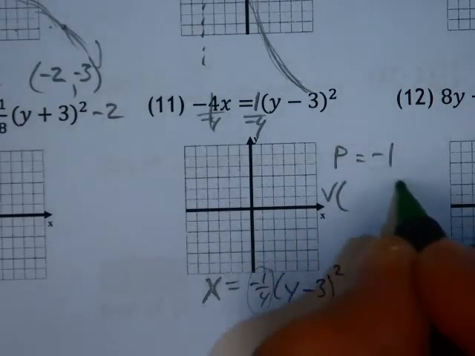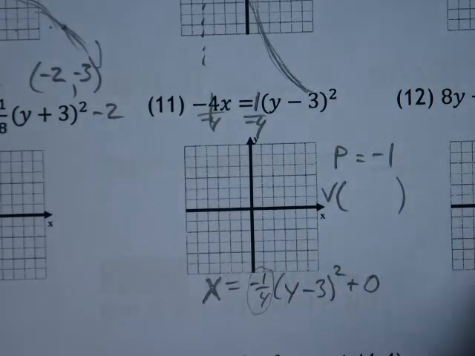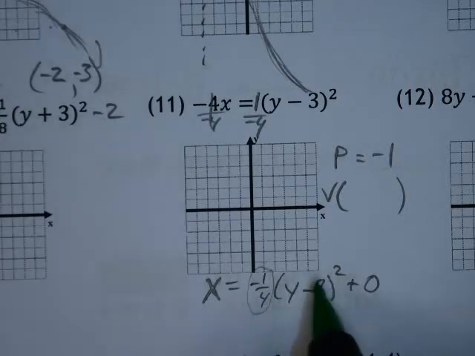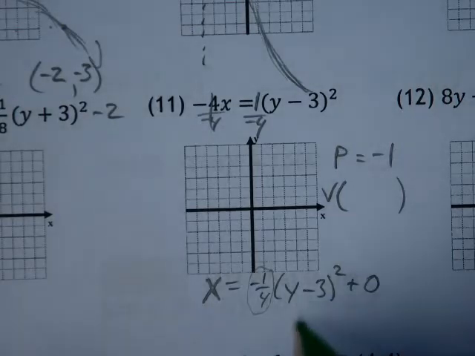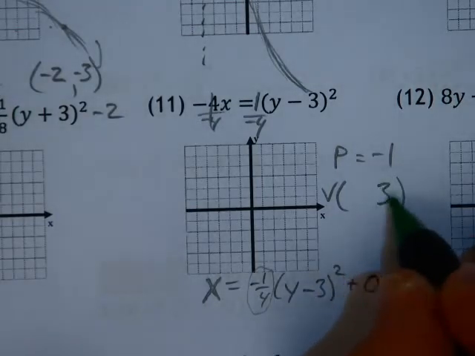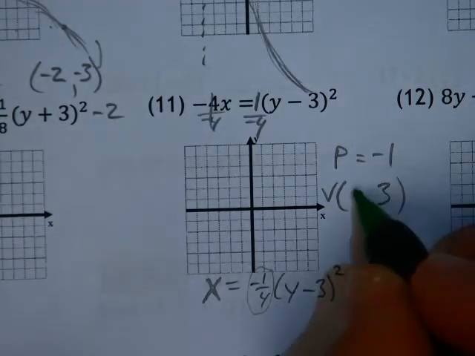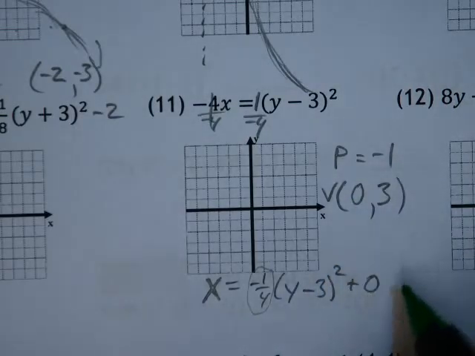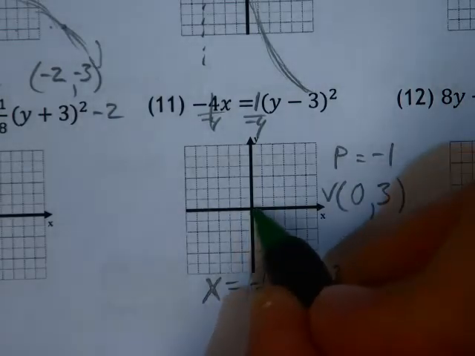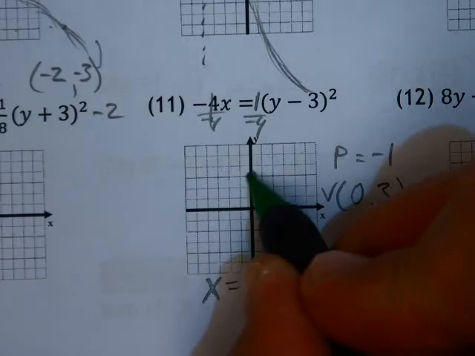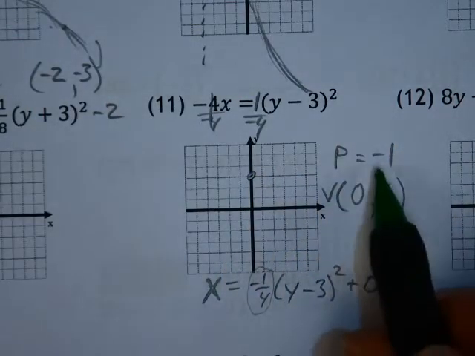Vertex, the vertex is (h, k), and when we have an equation that's reversed to x equals, we have to pay attention to the fact that this is our y, and that is the y value of our vertex. Just like we usually do when we see it inside the parentheses, we change the sign, so the y value is a +3, and the x value is 0. We didn't see it there, but that's what it is. So (0, 3): we're going to go up 3, and then the p value is -1.